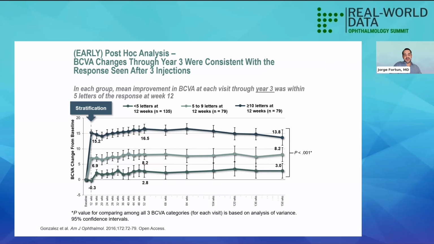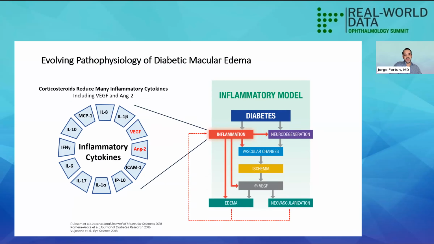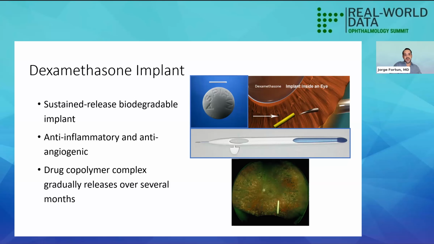Further analysis, the early analysis of Protocol I, showed that patients will usually attain their greatest visual gain after 3 injections and will remain in these so-called swim lanes for the remainder of study treatment. The reason for this incomplete response with VEGF may have to do with the heterogeneous pathophysiology of DME, as we've come to understand it, where it is not only a VEGF-mediated process, but where all these other inflammatory cytokines play a role in inflammation, leading to not only edema and neovascularization directly and through upregulation of VEGF, but also through neurodegeneration. The dexamethasone implant was the first sustained release implant approved for the treatment of DME.